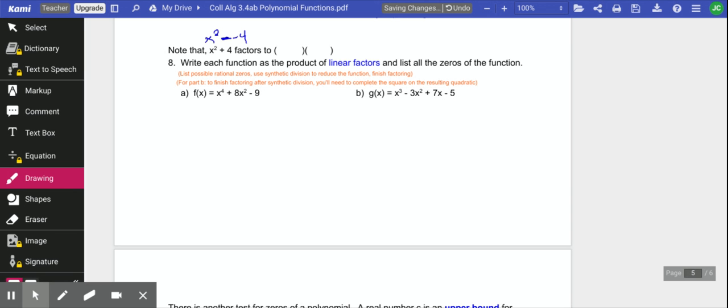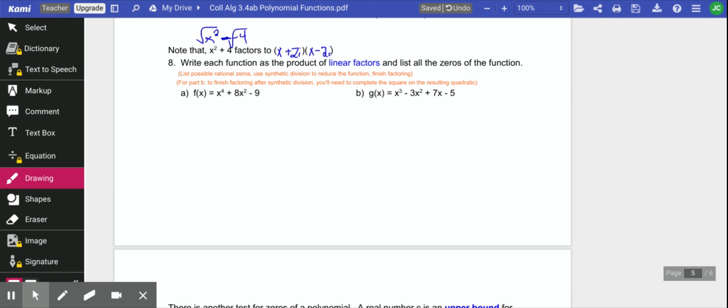So remember, difference of squares will factor. It'll factor into x plus something and x minus something. So to find those things, we just have to take the square root of the first and last term. So the square root of x squared is the x, and I've already written those in there. And then the square root of negative 4 is 2i and negative 2i, okay? So if you're willing to use imaginary numbers, we can actually factor x squared plus 4. And we're going to use that in both of these next problems.